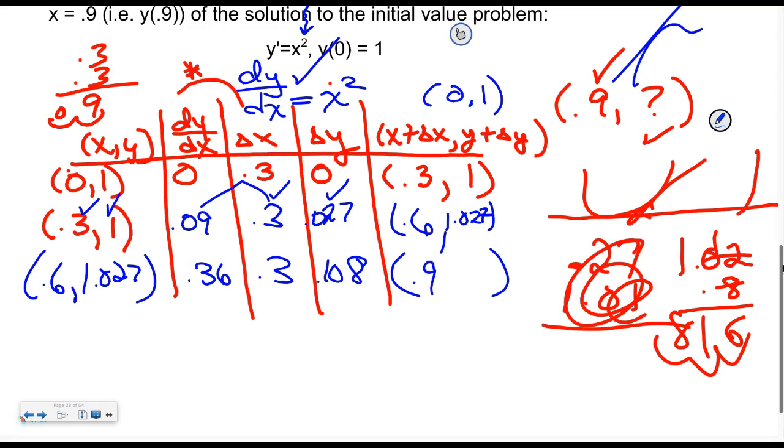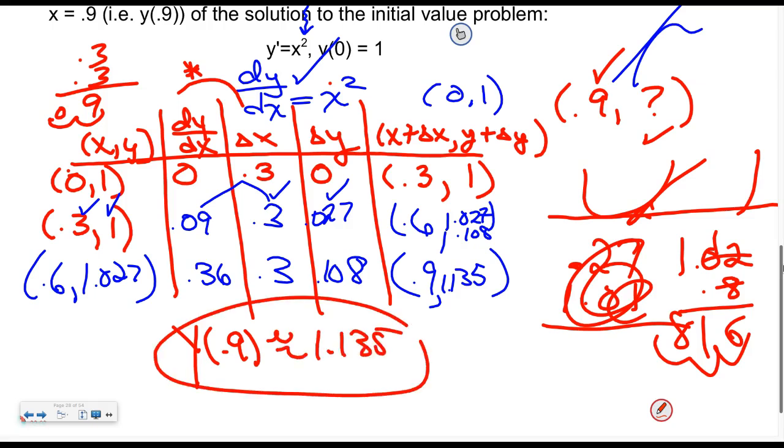0.9, and now I have to do some decimal addition here. 5, carry the 1, 3, 1, 1. Boom. What's the answer to this question? Yes, we are estimating the y value. So the y value at 0.9 is about 1.135. Is that exactly what it is? No. Is it way better than Calc 1's singular tangent line? Oh yeah, way better.